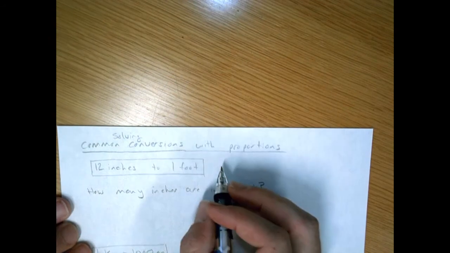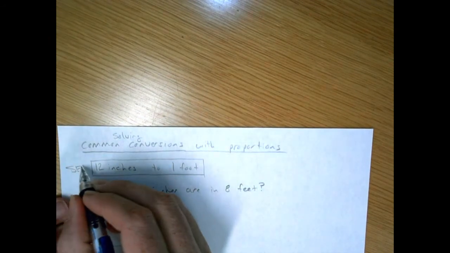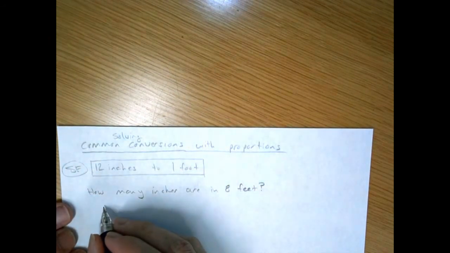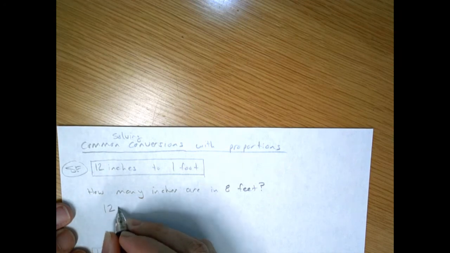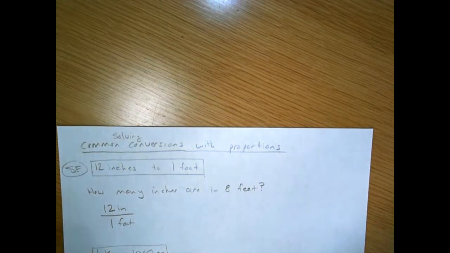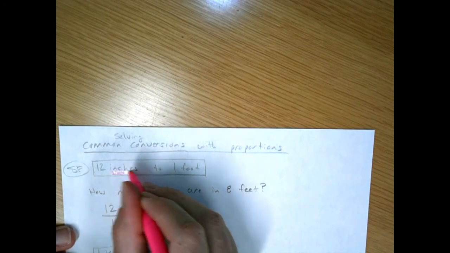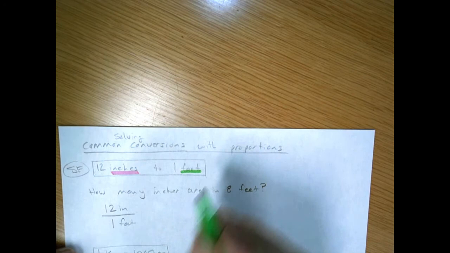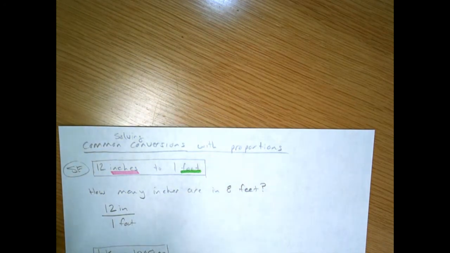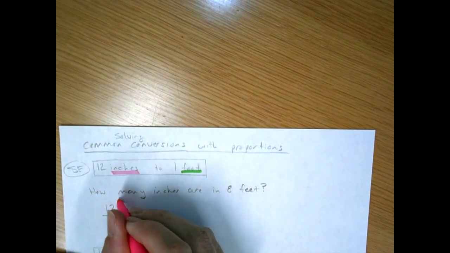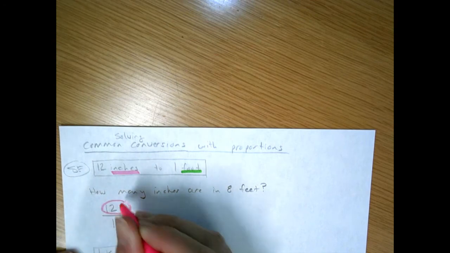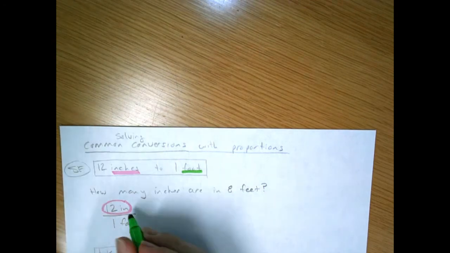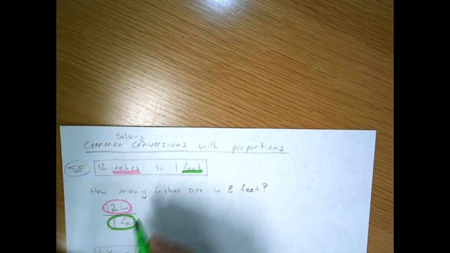To solve with a proportion, I take the scale factor that's provided for me here, and I set it up to say, well, I know that there are 12 inches in 1 foot. Now think of it like this. I have a couple terms, right? I have inches, and I have feet, or a foot. I want to make sure that these match up the right way. So here are 12 inches, and here is 1 foot.